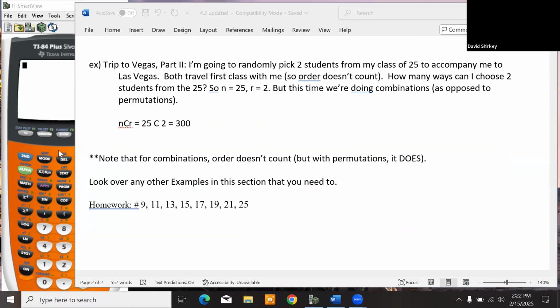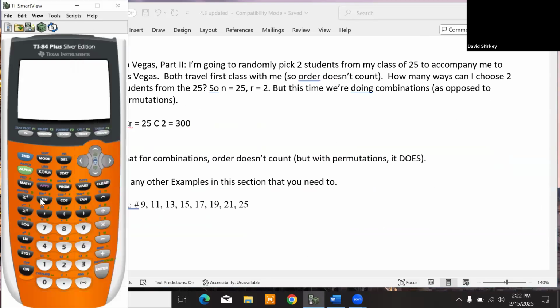All right. So let's do that one on the calculator. I'm going to type in 25, my total number of students. We're going to go to math. I'm going to arrow left to probability. This time we want item 3. I'm just going to press the number 3, nCr, and then r was 2. Then we'll press enter. And so we get 300. There's 300 ways that can happen, or 300 combinations, if you will.